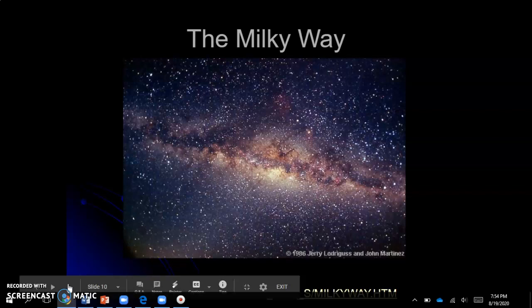And here's an image of our galaxy, the Milky Way. It's actually really pretty. All of these stars are a part of our galaxy, which is then in turn a part of our universe.